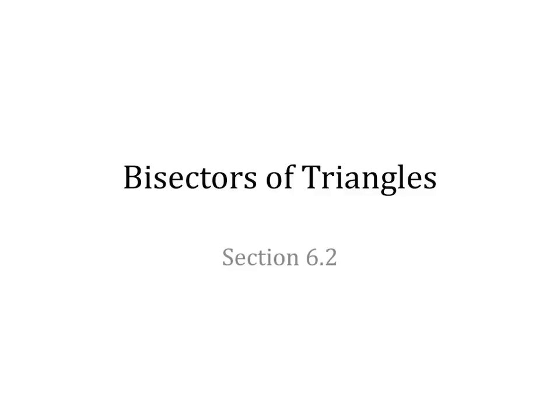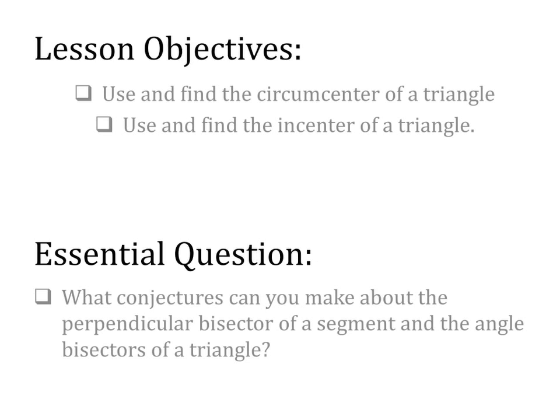Alright, mathematicians, let's get started with Bisectors of Triangles, section 6.2. Our objectives are to use and find the circumcenter of a triangle, use and find the incenter of a triangle, and by the end of the lesson we should be able to answer: what conjectures can you make about the perpendicular bisector of a segment and the angle bisectors of a triangle?